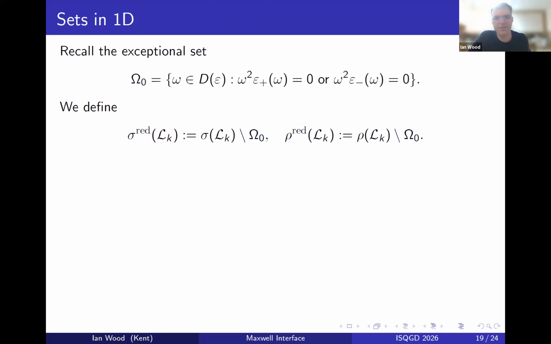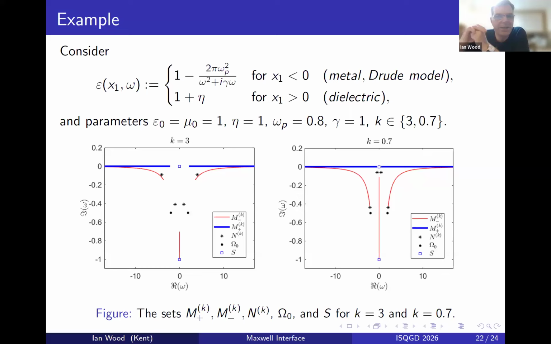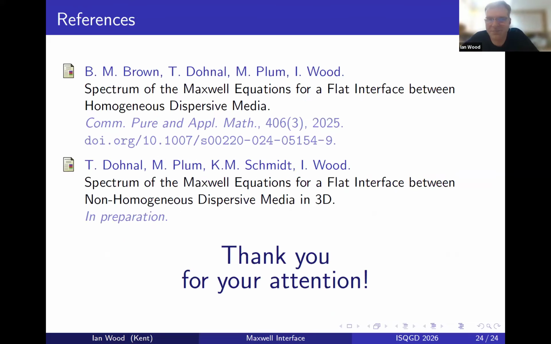I was going to show you at least a picture, but maybe I'll just put the picture up. This is a more toy problem, a one-dimensional one where we don't actually invert the Fourier transform. If you look at the interface between a Drude model and a dielectric, you can actually compute these different sets, and you can see them in these plots for this particular example. I think my time's up, so I'd better stop at this point, and thank you for your attention.